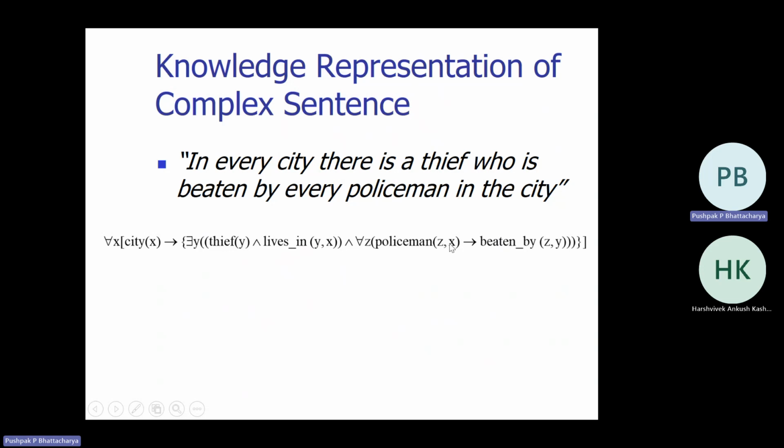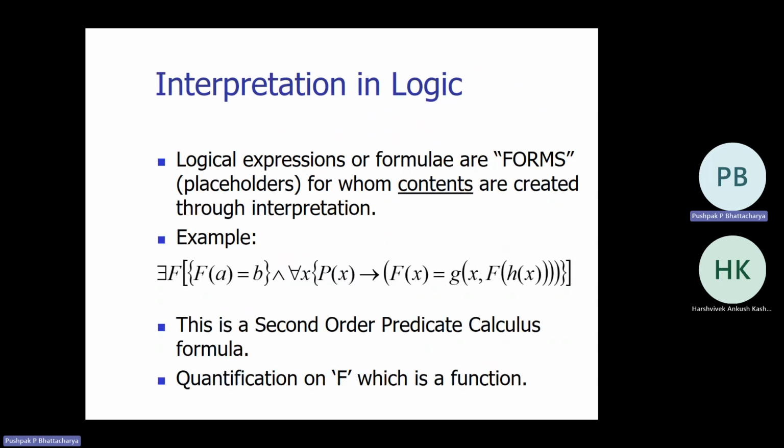So that led us to a very interesting topic, that is interpretation and logic. Logical expressions or formulae are forms for whom contents are created through interpretation. Now, this was an interesting example. There exists a function f such that f(a) is equal to b, and for all x, p(x) implies f(x) is equal to g(x, f(h(x))). Now, this particular formula is called a second order predicate calculus formula, because here the function is quantified. Okay, so there exists a function with this property.